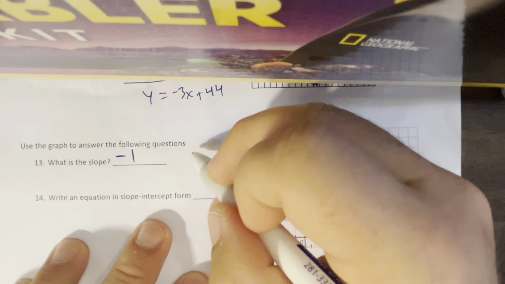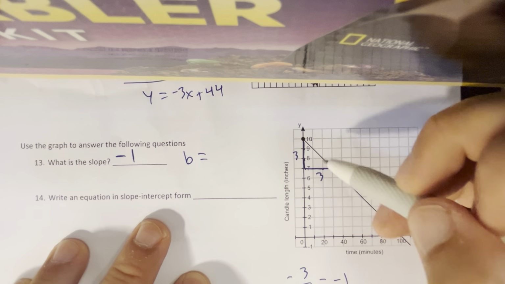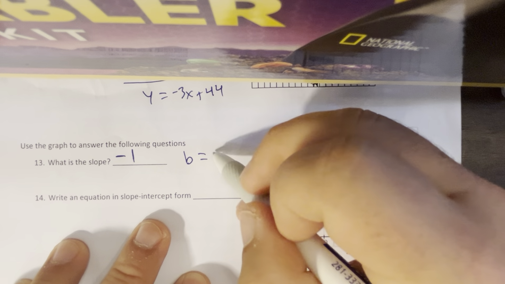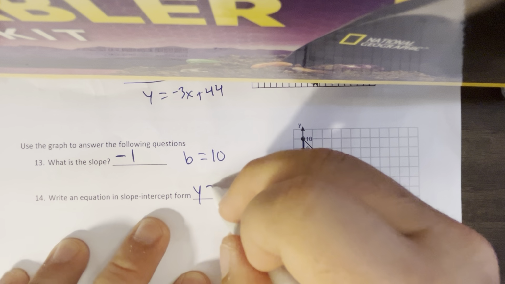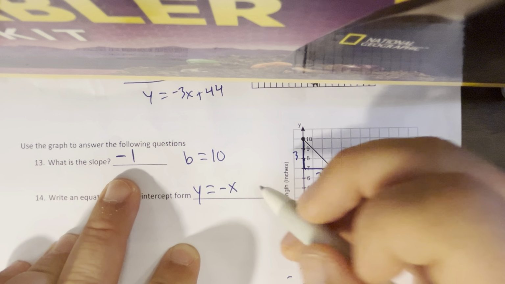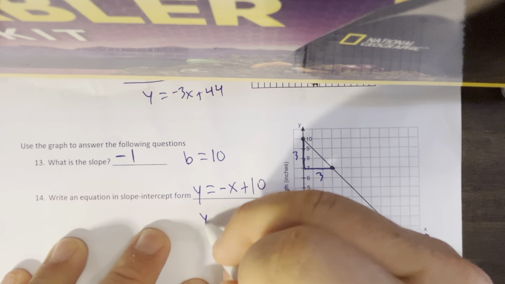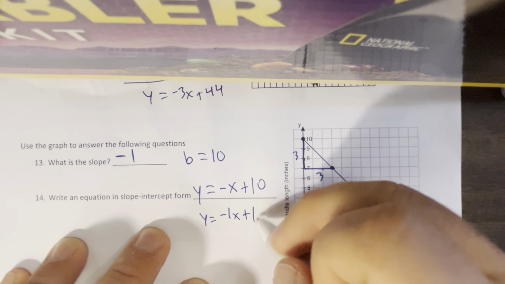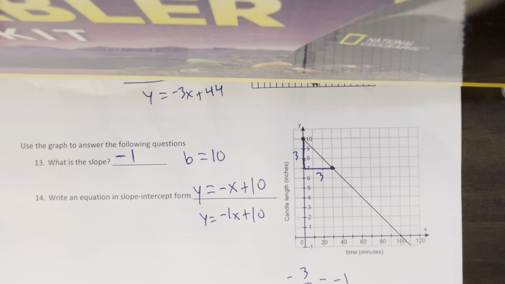Write an equation in slope-intercept form. I also need to have the b value. It intercepts at 10. So y equals -1x, or just -x, plus 10. So you could have also put -1x plus 10. Both of those are correct. All right, go on to the last page.